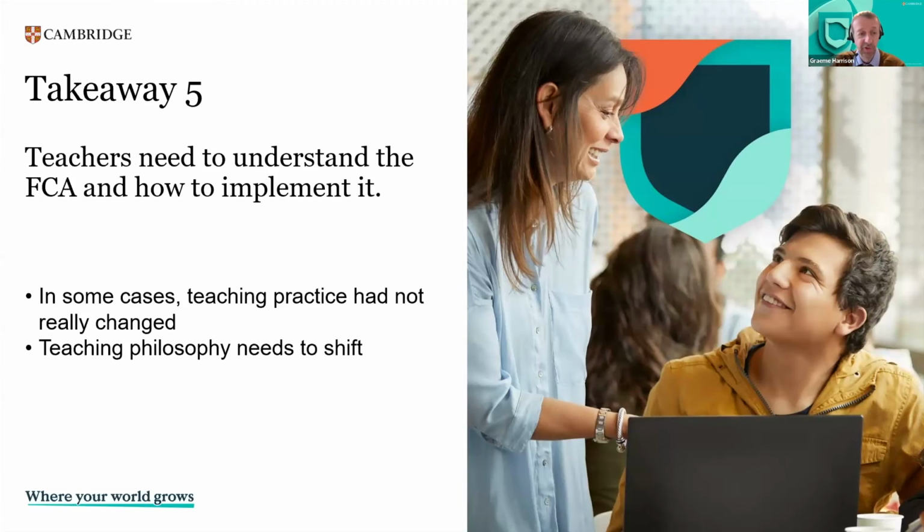And again, I think this is down to a kind of teacher education piece. So they really need this kind of professional development into the flipped classroom approach, why it should work, how it should work, what's the philosophy behind it. So professional development in this area as well.